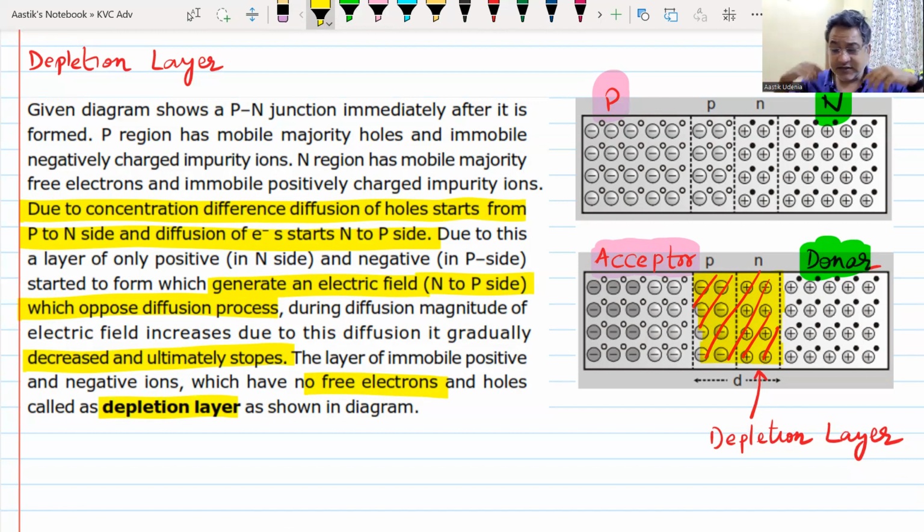Whenever a p-n junction is formed, because of difference in concentration on both sides, holes jump from p to n, electrons jump from n to p. Because of this, there is a region formed between the p and n type where there are no holes and electrons. This region is known as the depletion region. Do we understand this? Yes, sir.